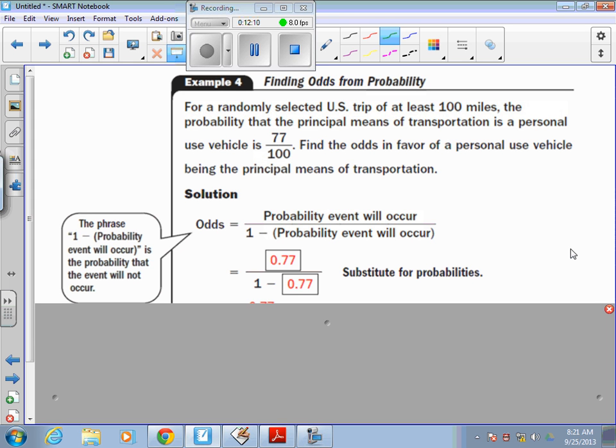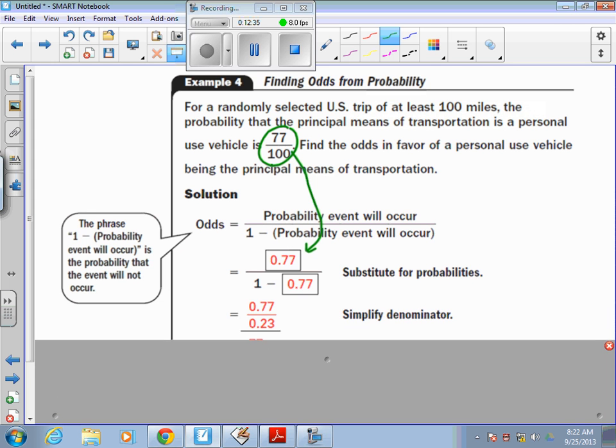So you have 0.77. In order to get 0.77, we took 77 and we divided it by 100. That's the same thing as moving a decimal over 2 spots. So that divided by 1 minus that. If you look off to the left, it says the phrase 1 minus the probability event will occur is the probability that it will not occur. So that's just the favorable over the unfavorable.